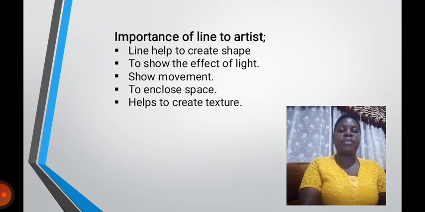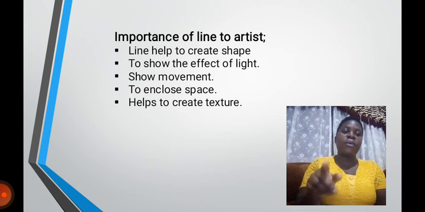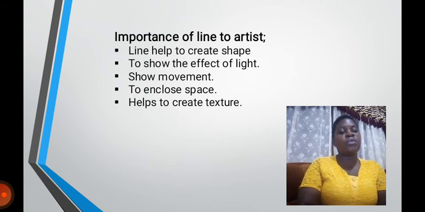Then lines show movement. When you want to show that someone has gone to the other side, what do you do? You put an arrow showing the direction. Then on posters, for example at the junction when you enter the school, there is a poster showing the areas where the departments are, with an arrow to the left-hand side. So they help to show movement.